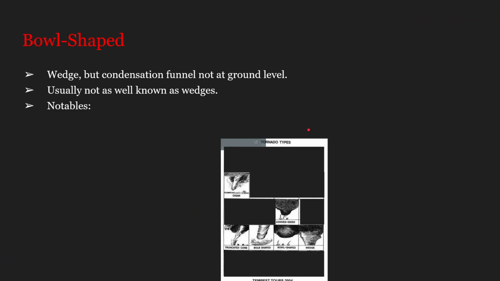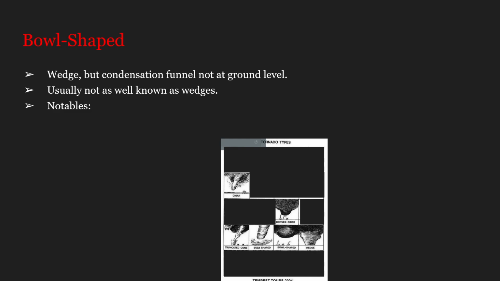The bowl-shaped is next, and again, like I said in the beginning, combining all condensation funnel types that do not touch the ground here. So that is the cigar, the convex, the bulb, the bowl-shaped, the truncated cone, and the wedge, because a bowl-shaped is more of a wedge than anything else. Specifically looking at the bowl-shaped, generally these tend to be wedges, but again, like I've said, just the condensation funnel has not reached the ground.